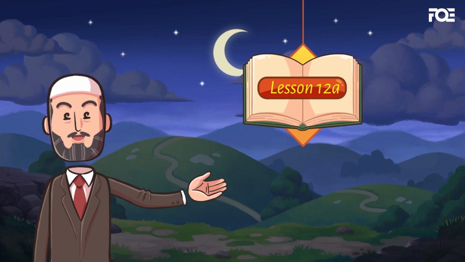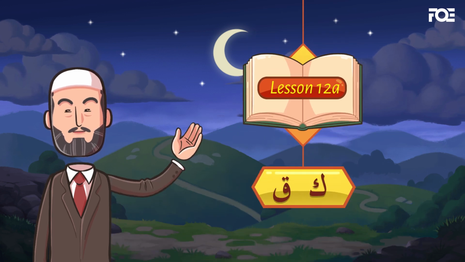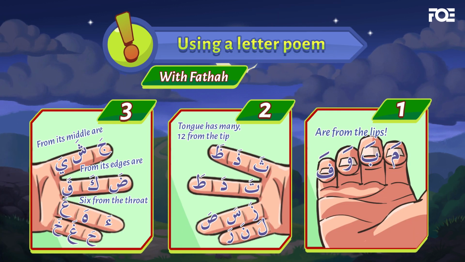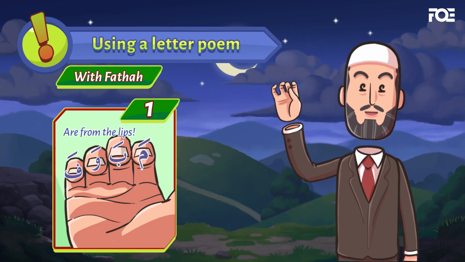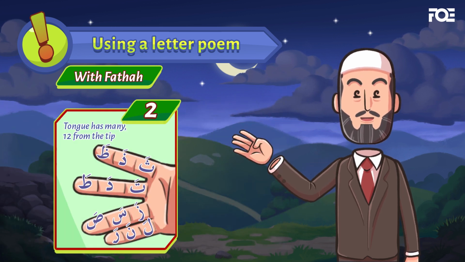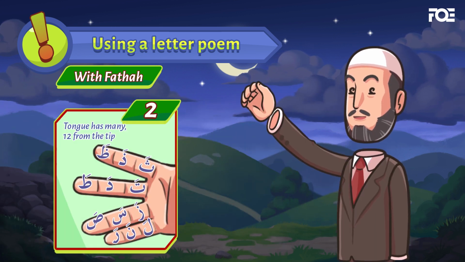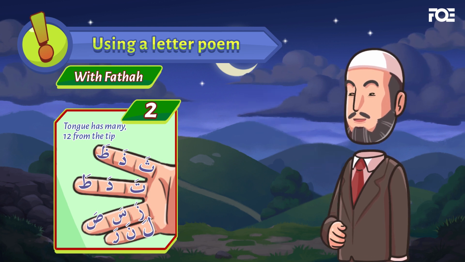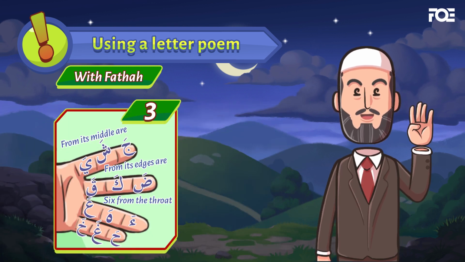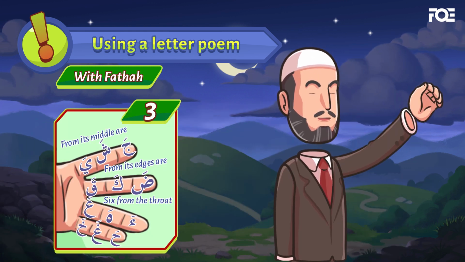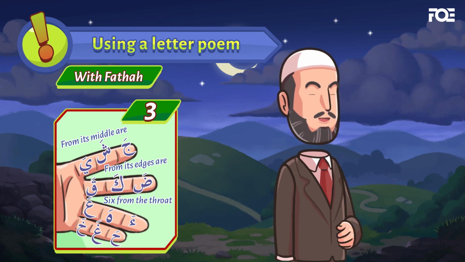Lesson 12a, in which we will learn the letters Kaf and Qaf. Using a letter poem, we are learning the Makhraj. Ma, Ba, Wa, Fa are from the lips. Tongue has many, 12 from the tip. Tha, Dha, Dha, Ta, Da, Ta, Za, Sa, Sa, La, Na, Ra. From its middle are Ja, Sha, Ya, and we have learned Dot, and we will learn Kaf and Qaf.